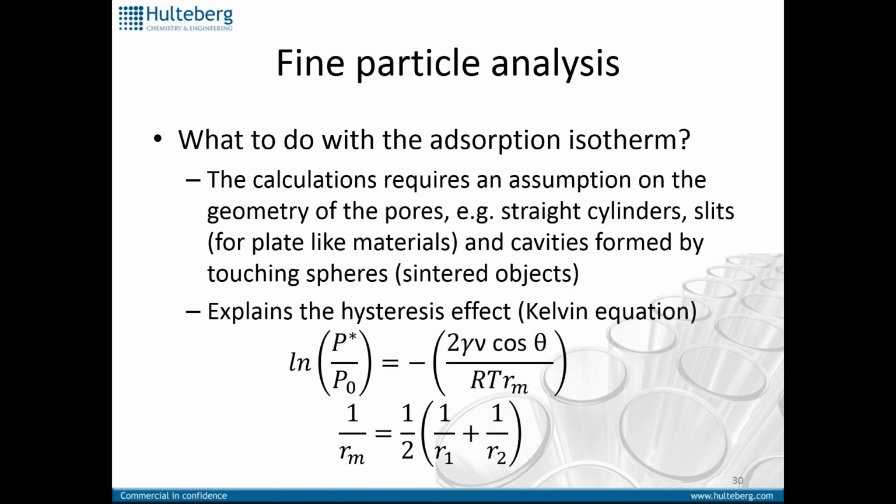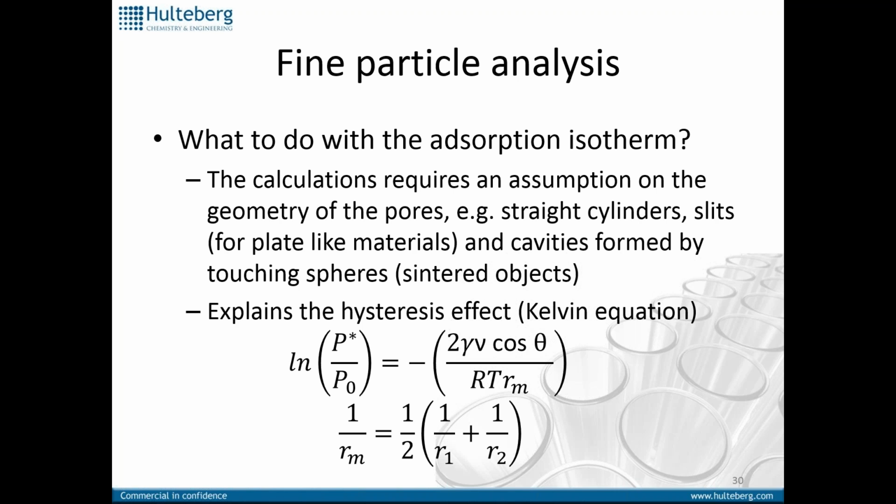We also need to make assumptions. So we need to decide if we think the pores are straight cylinders or slits for plate-like materials, or if they're cavities formed by touching spheres. Sintered objects are quite common in our world. And these assumed geometric shapes of the pores actually explain the difference between the adsorption and the desorption isotherms.